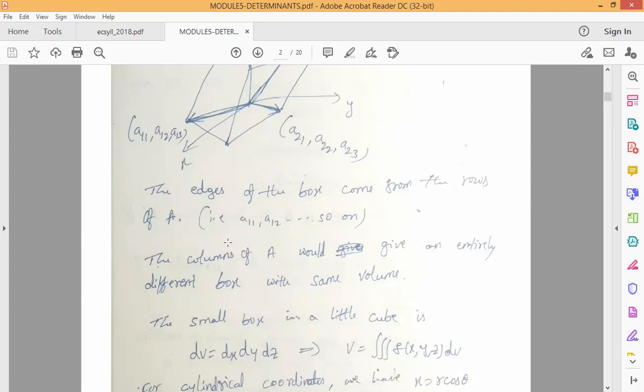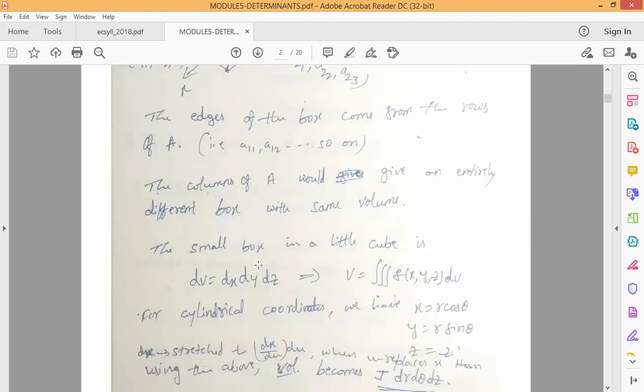The volume is the same, but the shape of the box will be different because of the different values in the coordinates. In such a case, the small box, a little cube, can be defined by the differential volume. Differential volume means we have small changes in the coordinate values x, y, z.